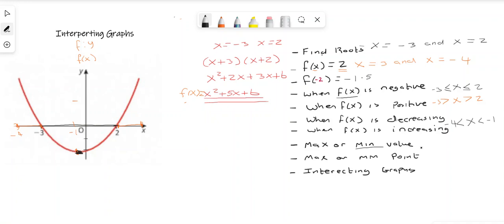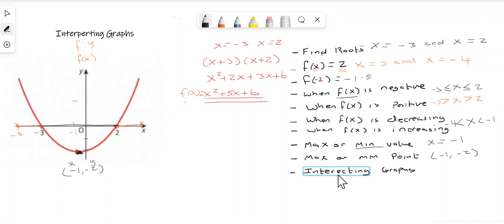So what we can say is that the minimum value of the function occurs when x is equal to -1. Okay, that's the minimum value. And then the minimum point would be the coordinates here. So it would be -1, -2. That's the x value, and that's the y value. So -1, -2. Okay, so that's the point.